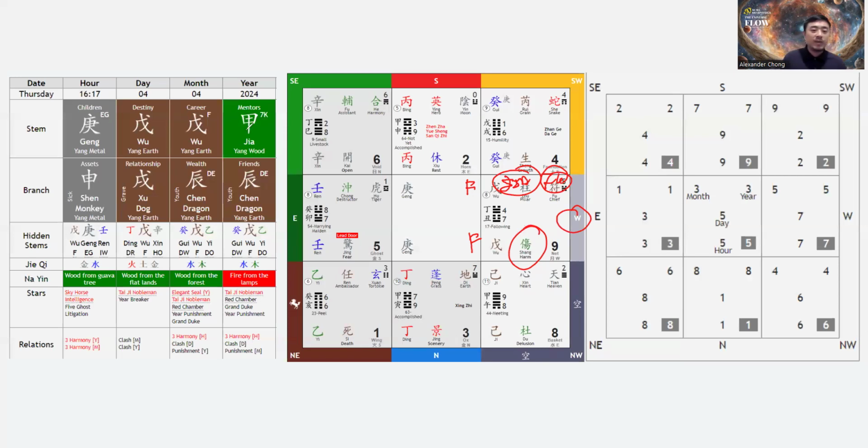If we shift the palace, 7 killing shifts the palace, you actually also see a lot of wealth happening in the chart. Now, one thing that is not good about this chart is that there is no Bing fire in the chart.